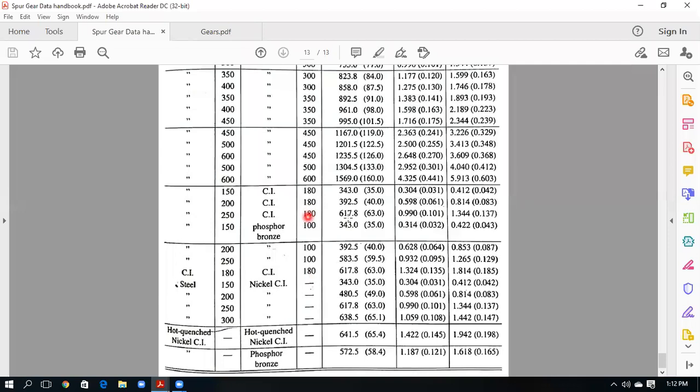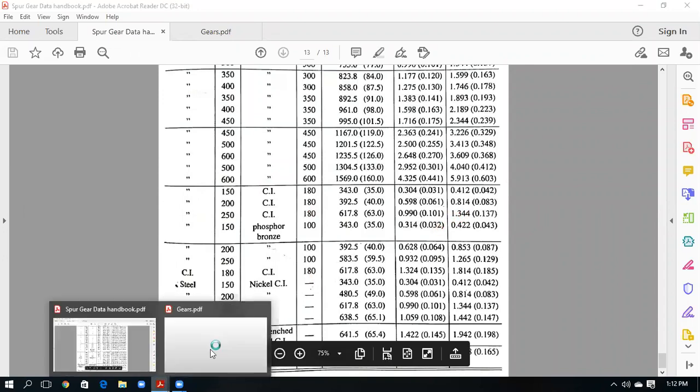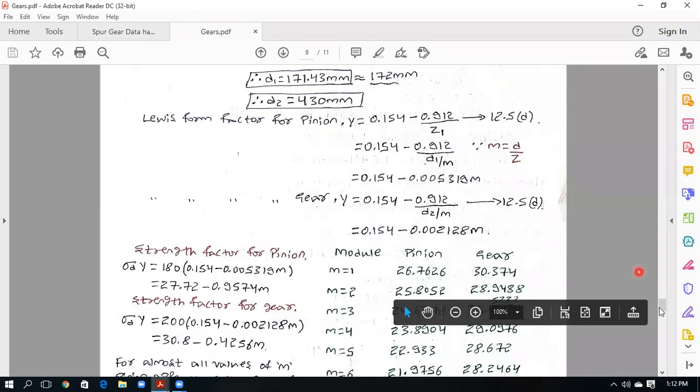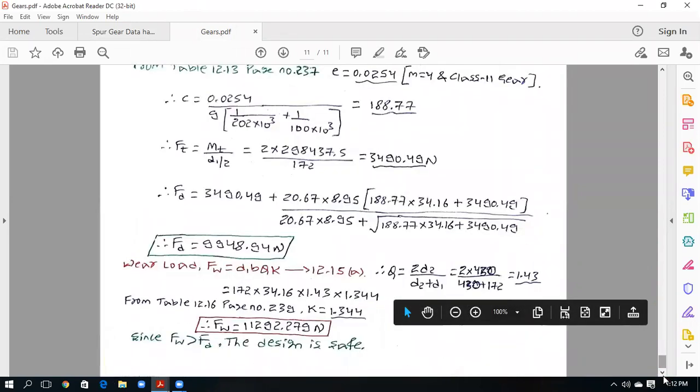You can take this. Therefore, for 20 degree, the K value will be 1.344. So from this, I can write K is equal to 1.344 and substitute that. From this, you are going to get the wear load. Now you can see that whatever the wear load is, it is greater than the dynamic load. Then the design will be safe. The wear load should be greater than the dynamic load, then the design will be safe.